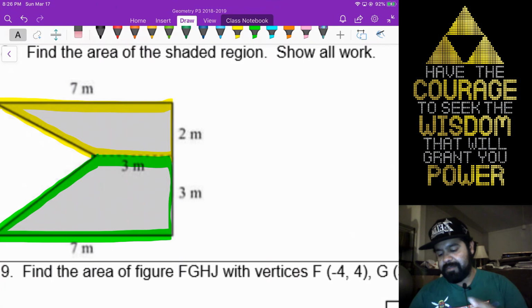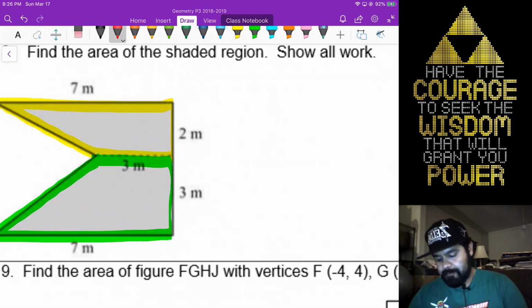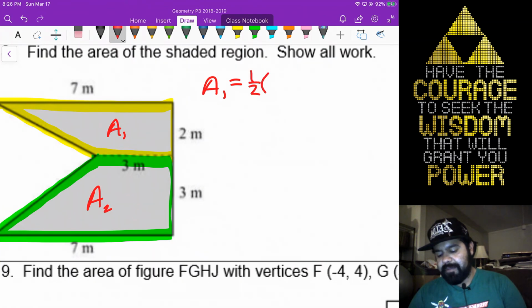So for the top trapezoid, let's call this area 1, and we'll call this area 2. So for area 1, it's going to be 1/2 of 7 plus 3 times the height of 2. So 1/2 of 10 times 2. So that should give us a 10.